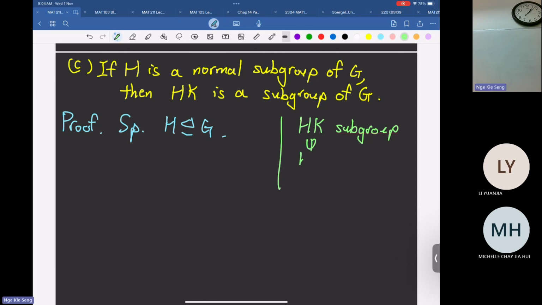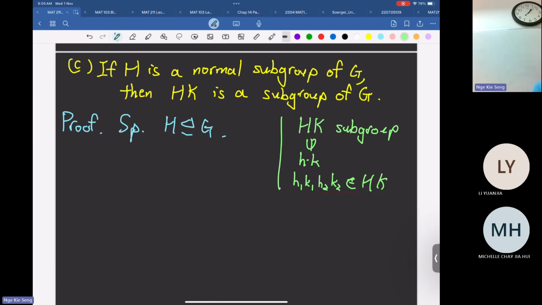Meaning what? You take HK here. The identity has to be in there. Why is the identity in there? Because both of them have identity, right? And then the identity of the group is just e times e. You can get the identity from e times e. Is it closed or not? Meaning, if I take H1K1, H2K2 multiply together, is it in HK? Can I write everything as product of H and product of K? If can, meaning what? I need to somehow move the H2 to the front.